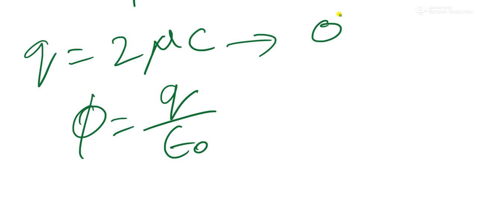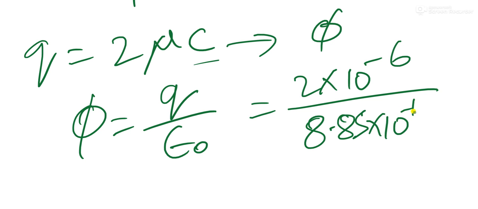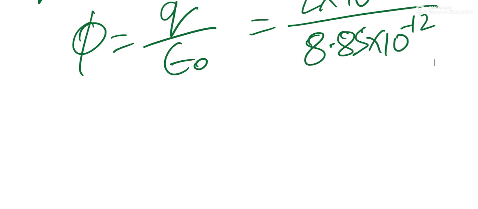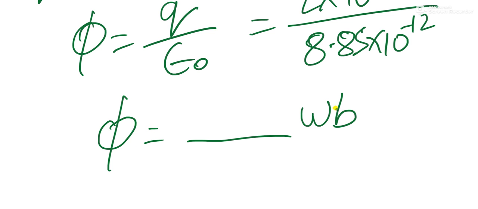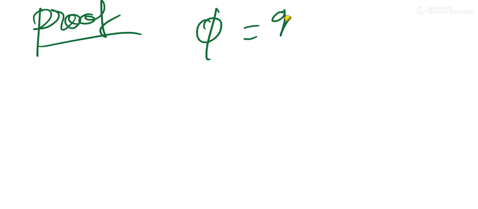Easily from the charge we can calculate the flux: it's going to be 2 into 10 power minus 6 because of microcoulombs, divided by 8.85 into 10 power minus 12. This calculation will give us some value of flux, and the unit is Weber. The flux unit we can take as Weber. Next we are going to do the proof of Gauss law. So phi is equal to Q divided by epsilon naught.